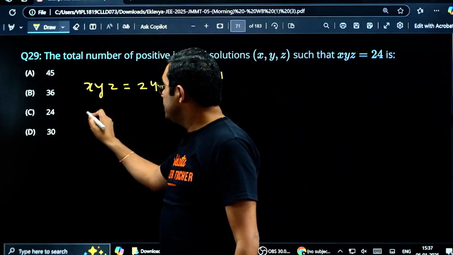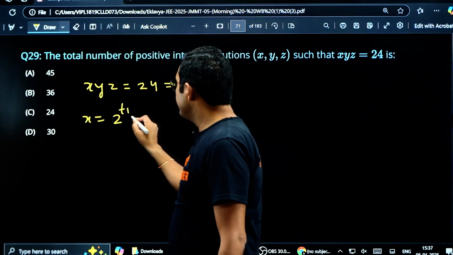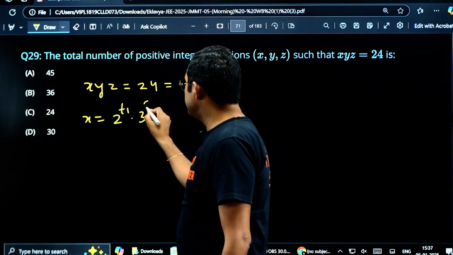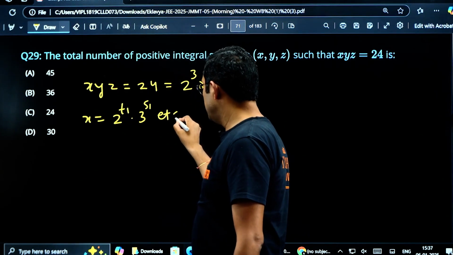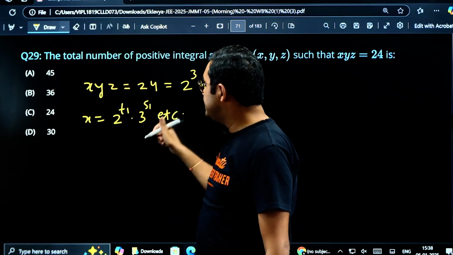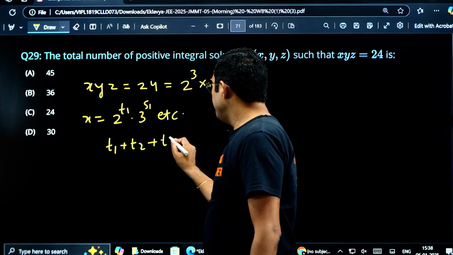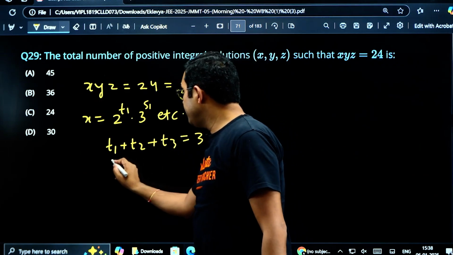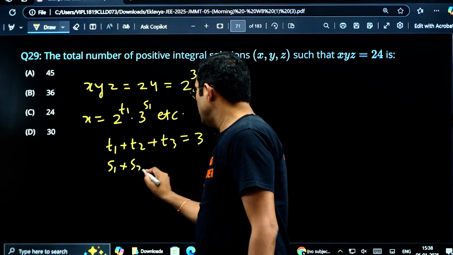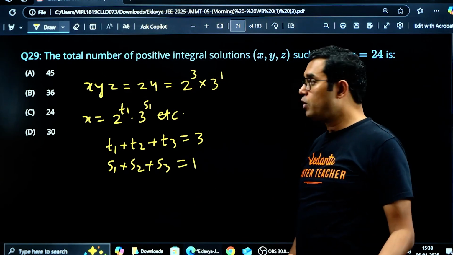We can think of that x is equal to 2 raised to the power, let us say t1 into 3 raised to the power s1, etc. Which means the powers of 2 in x, y and z and their sum, that is T1 plus T2 plus T3, should be equal to 3, and likewise S1 plus S2 plus S3 should be equal to 1. Now we can apply the beggar coin method for this.